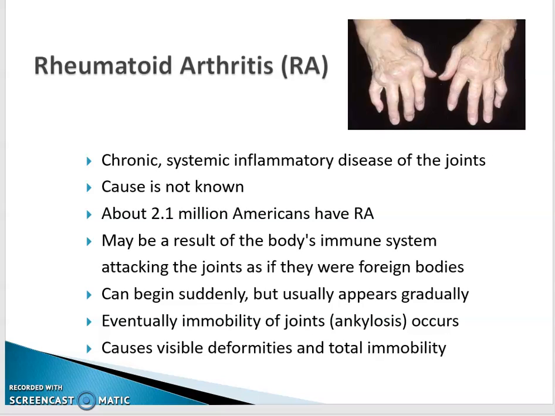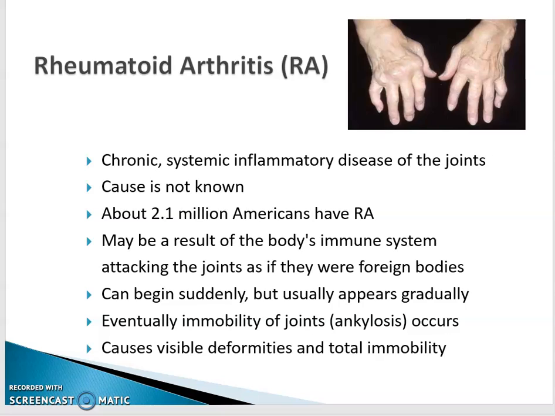We also have something called RA. This is rheumatoid arthritis. This photograph here depicts it very well. This is a chronic systemic inflammatory disease of the joints. Once again, unknown etiology, or another way of saying that is unknown cause. A little over 2 million Americans have RA as of a few years ago. It's probably about the same right now. It could be the immune system attacking the body itself. So we've talked before about autoimmune disease. So the theory is, at least at the time the slide was made, that it could be an autoimmune disease.